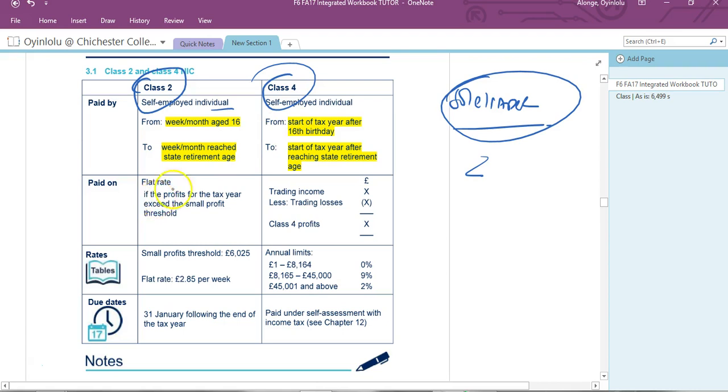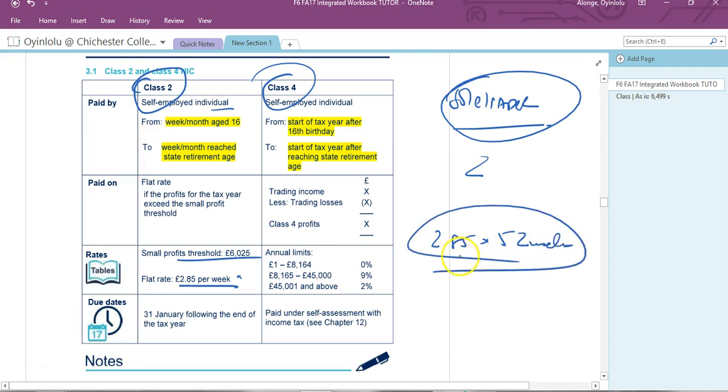I mentioned just before, £2.85 per week if you exceed the threshold of 6025. It's just a flat £2.85 that you pay. Typically in exam times, you get £2.85 times 52 weeks, depending on how many weeks you've been trading for. And that's if the profits for the tax year exceed that small profit threshold, and you pay this by the 31st of January following the end of the tax year. So this lines up with normal self-assessment, if you like.